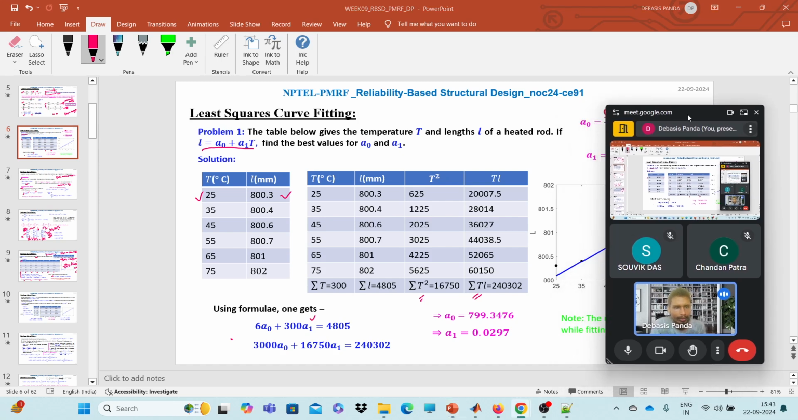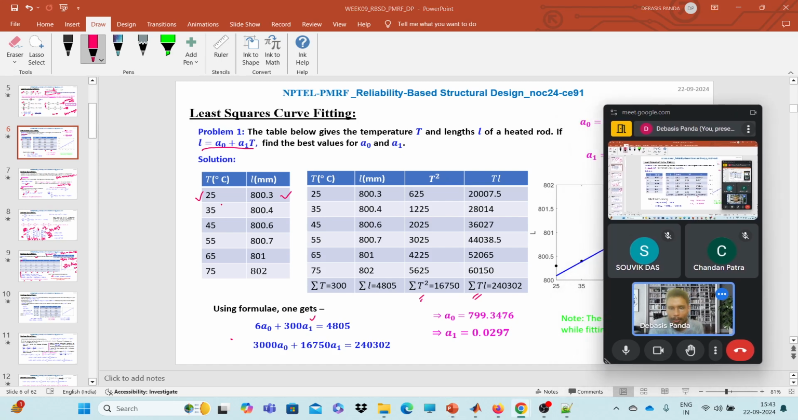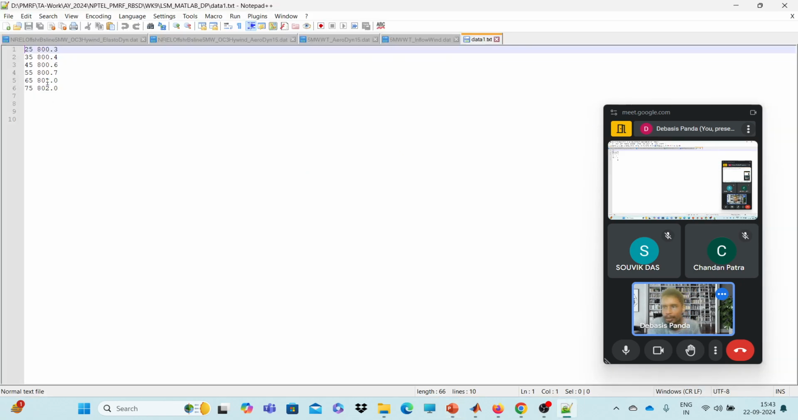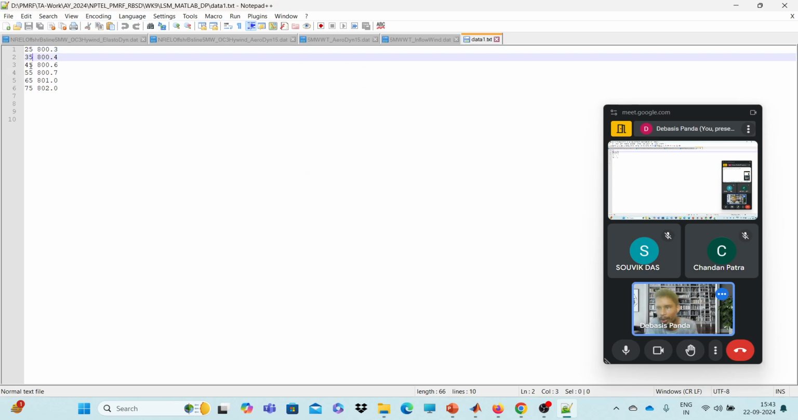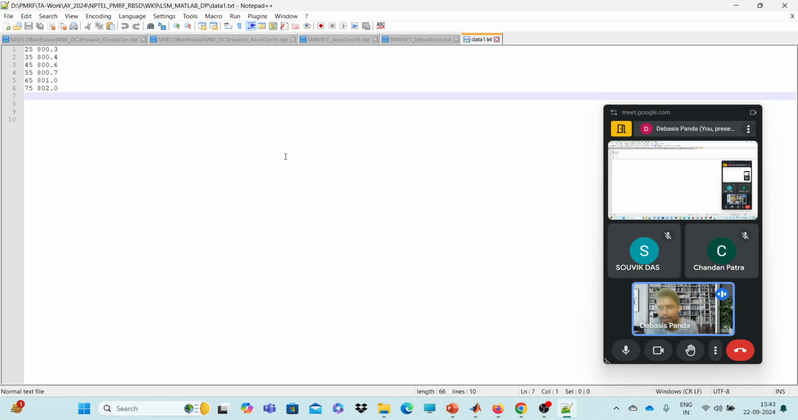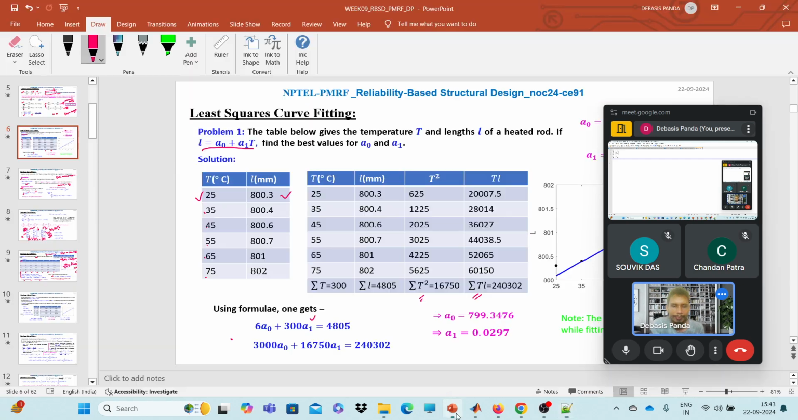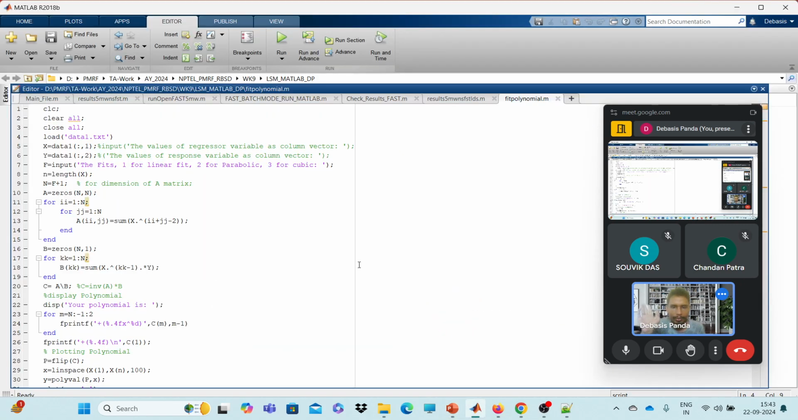Here we have 6 data points, 1 2 3 4 5 6, temperature and length. So just load this data x and y. Here I have loaded it, 6 data points we have. The first column will represent your x, that is the t here, and the second column will represent the l. Now let's run the code.